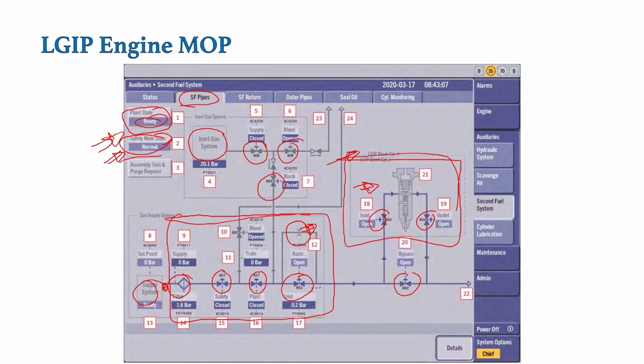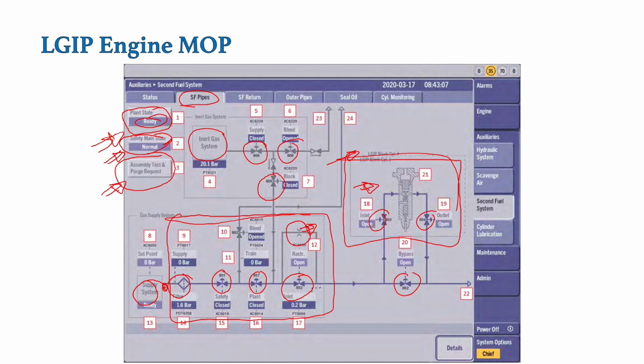Then we have this assembly test and the purge request. This button is basically provided for carrying out assembly test of the double wall piping after any kind of maintenance is carried out on the main engine. With the help of this button, we can manually carry out the assembly test, or basically pressure test of the double wall piping, so that we can check if the secondary fuel system is intact and any kind of leakage is not there. So I think I have covered everything on this supply system.